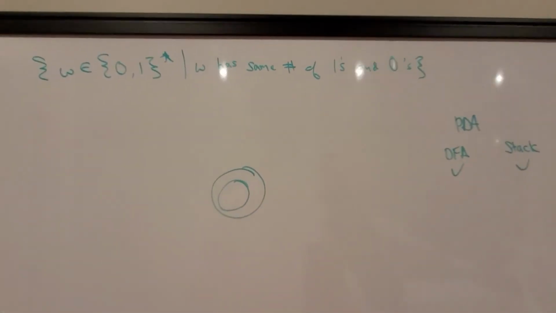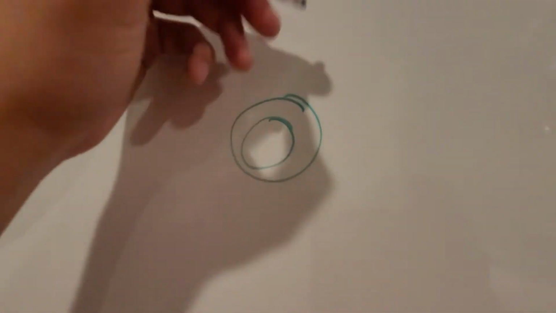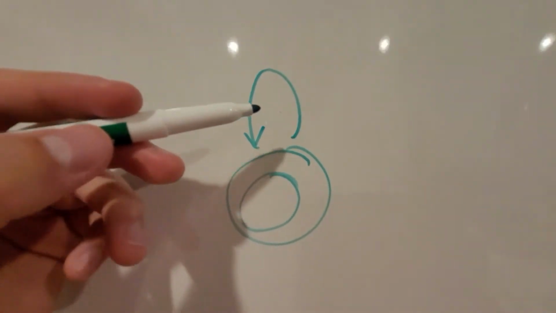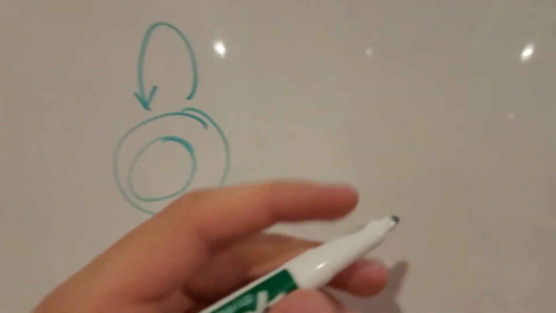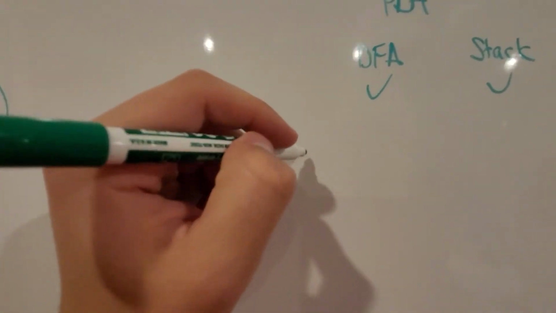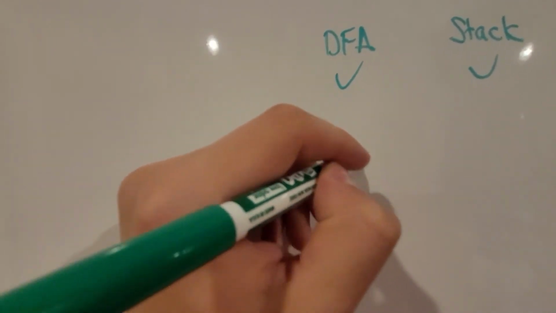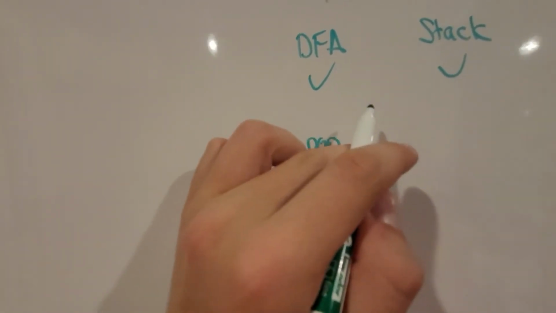Well, we have to have the same numbers of zeros and ones. First thing, let's read in our zeros. We're going to do a loop here, and remember, it is read, and then pop, and then push.